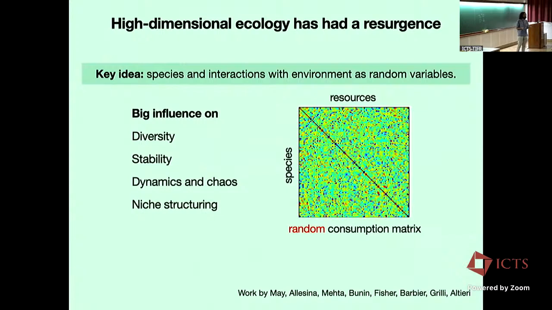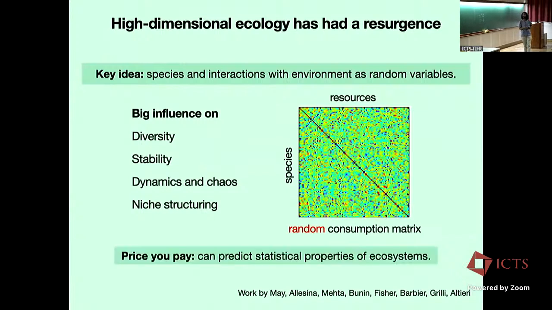The price you pay, of course, much like what Krishna was talking about in his talk, is that you can now only talk about the statistical properties of ecosystems rather than being able to say something very, very specific about this species doing this tomorrow. So you can't make predictions of that kind because, of course, these parameters are random, but you can still say something statistical. For instance, how many species do you expect, much like Krishna talked about how many phases you might expect. Okay, so this is all of this stuff about high-dimensional ecology.